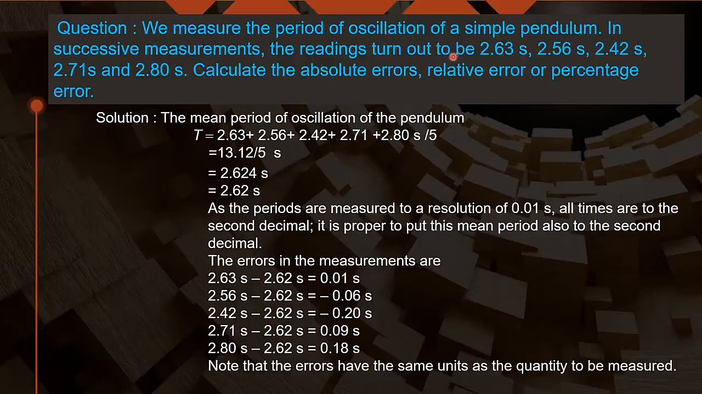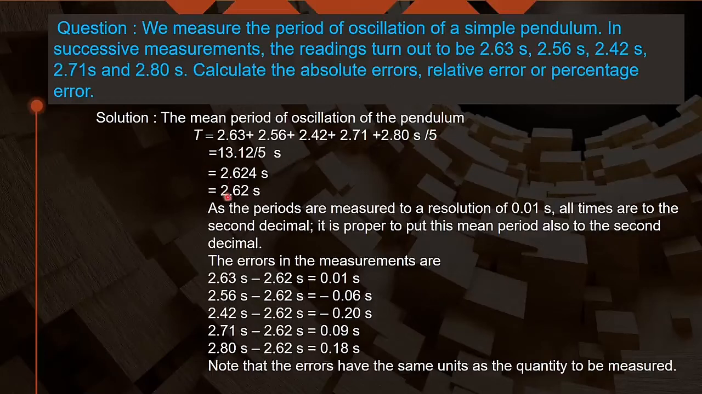Now here in this question again you are not given the true value, so I have to find the true value, that is the mean value. So I will find the mean period of oscillation. I will add all these time periods and divide by the number of observations. The number of observations taken is 5, so I will divide by 5.